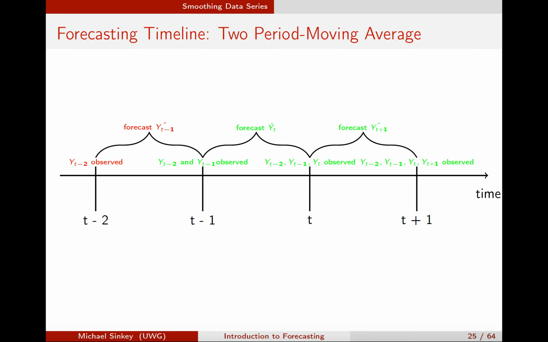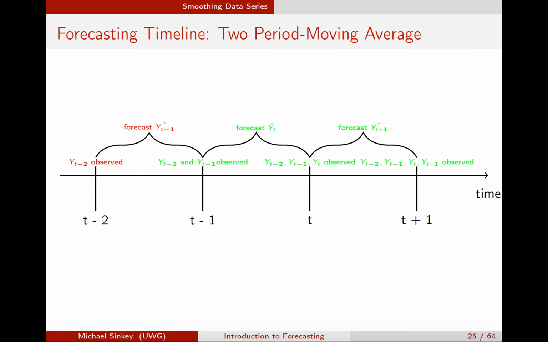I cannot use the two-period moving average to forecast for the next period at t minus 2. I just observed t minus 2. I can make a one-period naive forecast for t minus 1, but I can't use the two-period moving average methodology to make a forecast for t minus 1. So I can forecast t minus 1 no problem. I use the naive model. However, I cannot use the two-period moving average model to forecast t minus 1 because I only observed one period.